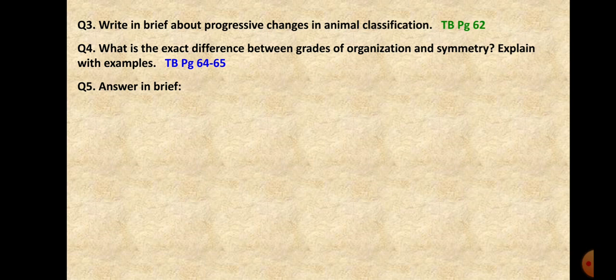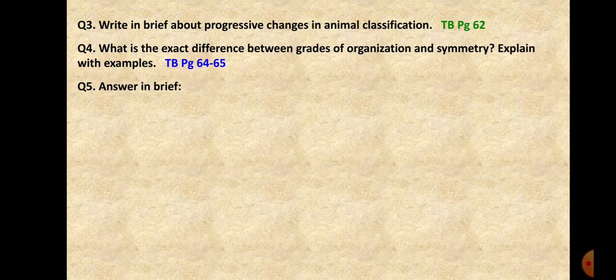See students, right from the beginning I always tell you that you have to answer any question as per the marks allotted to the question. If 2 or 3 marks are given, then you have to write just 2 to 3 sentences for each point. But if it is a 5 marks question, then you have to write everything in detail about grades of organization as well as the body symmetry. And at the same time, you have to give the examples also.